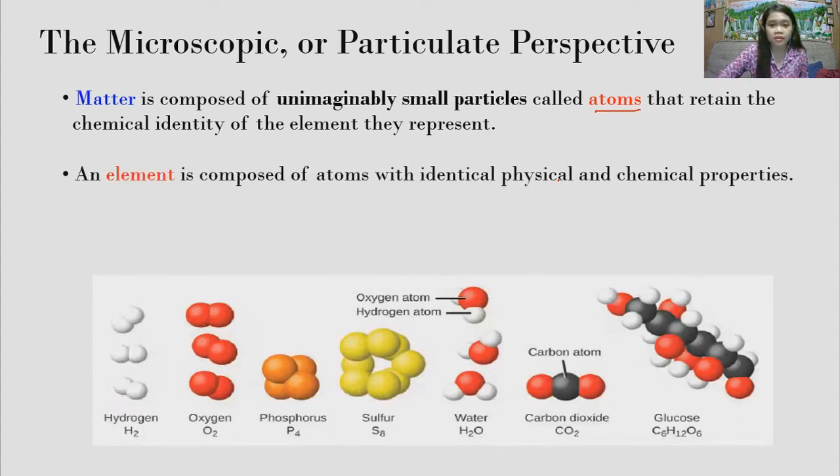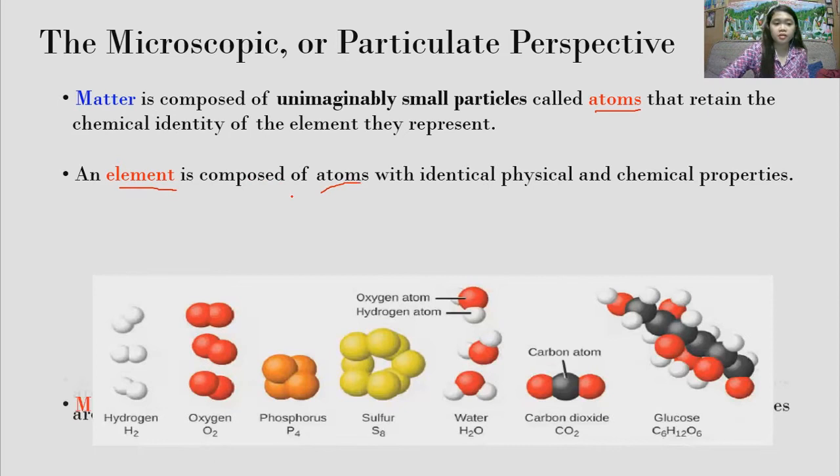We also have element. An element is composed of atoms with identical physical and chemical properties. So when we say element, these are microscopic groups of atoms. They cannot be separated into simpler substances by chemical means. They have the same properties because they are mostly composed of only one type of atom.